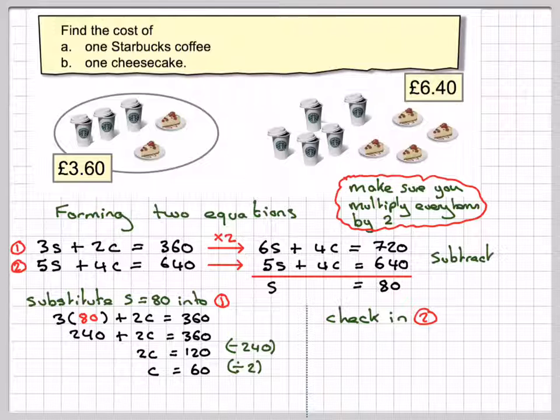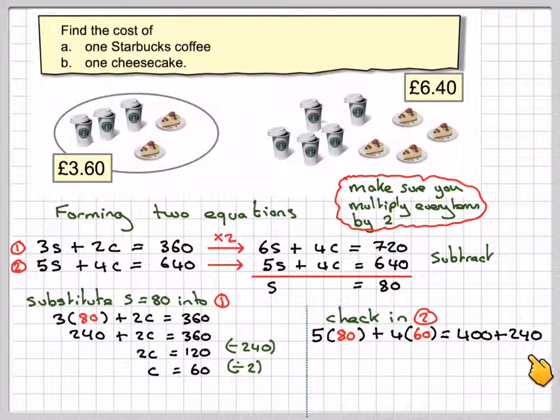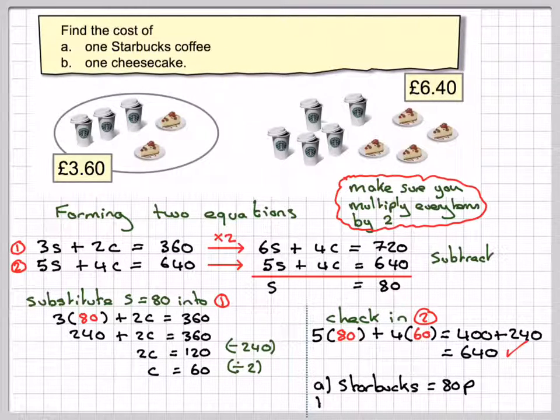So if we check in 2, putting s is 80 and c is 60, we've got 5 times 80 plus 4 times 60. 5 8s are 40, so it's going to be 400, and 4 6s are 24, so it's going to be 240. 400 plus 240 is 640, and that's what we wanted it to be equal to, so we know it's okay. So the answer to the problem is a Starbucks will cost 80p and a cheesecake will cost 60p.